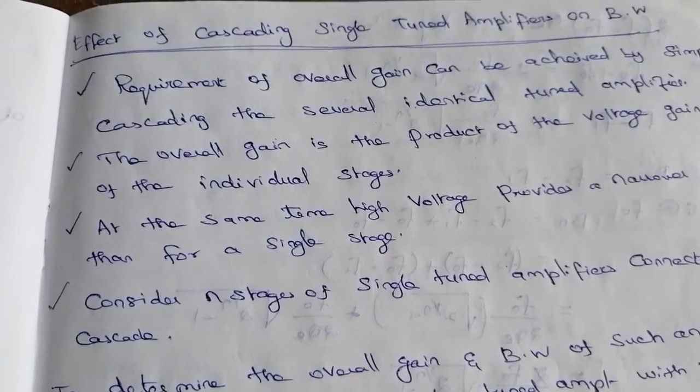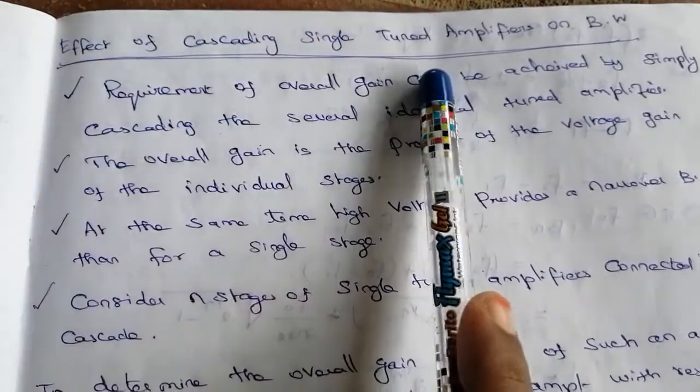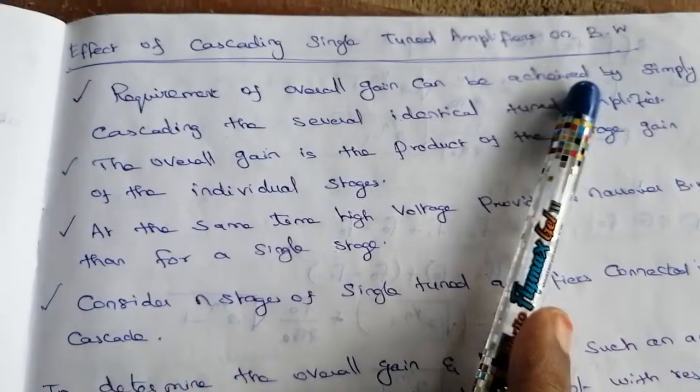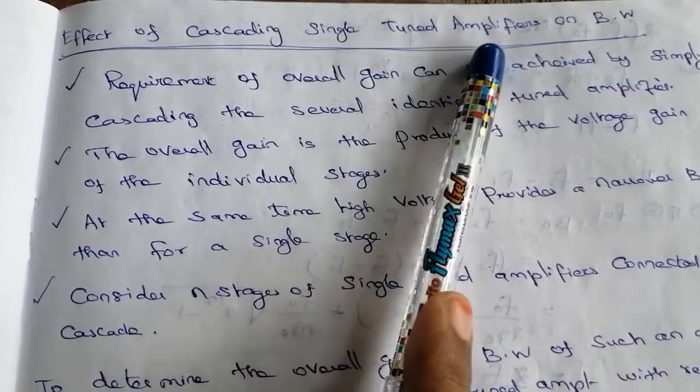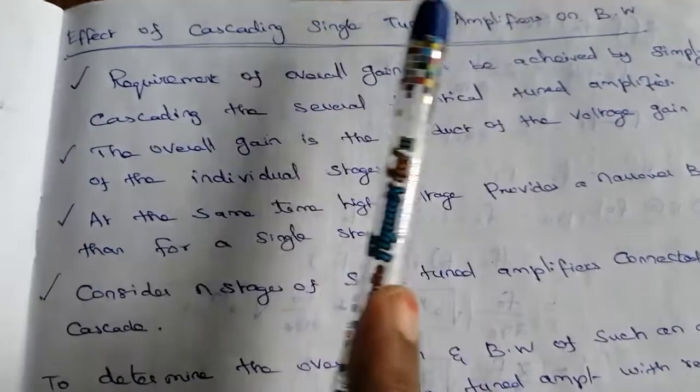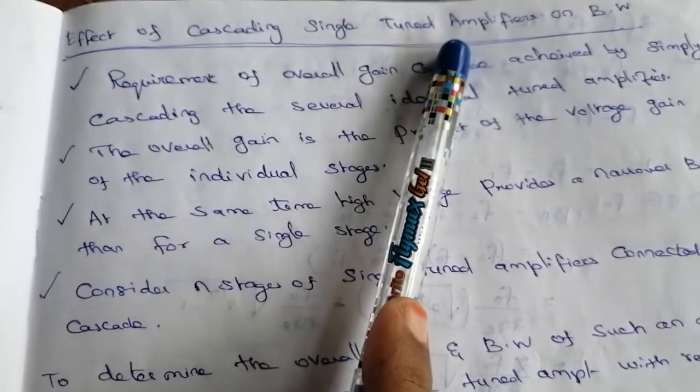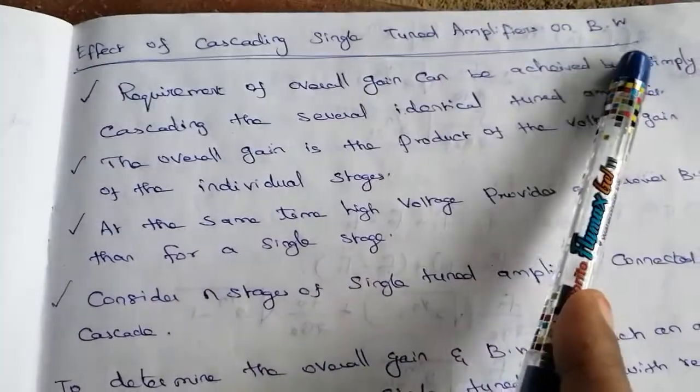Good morning students. The next topic is the effect of cascading single tuned amplifiers on bandwidth. Already we have seen the single tuned amplifier. Now let's see the cascading of single tuned amplifiers and the effect on bandwidth.